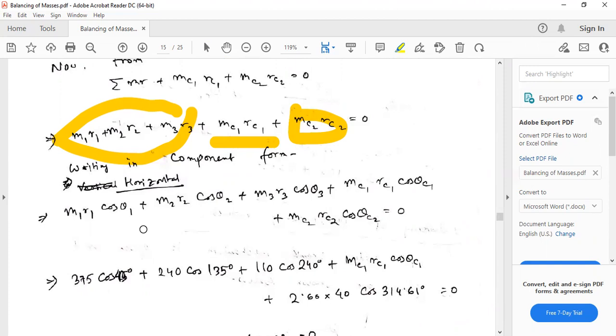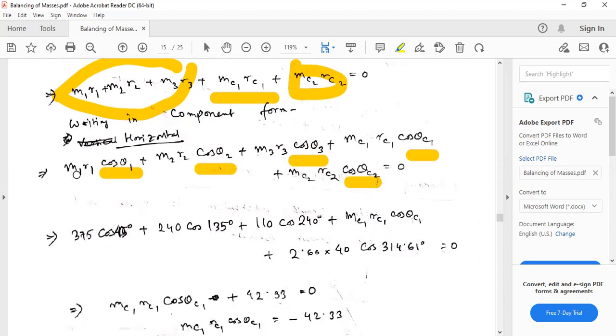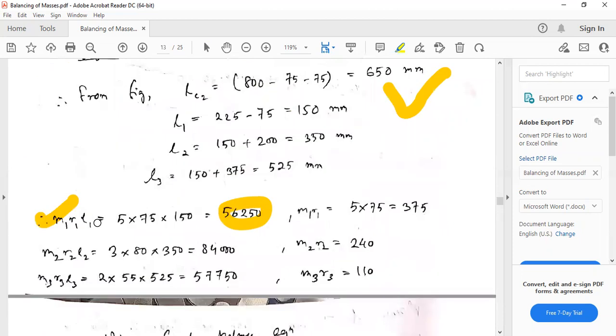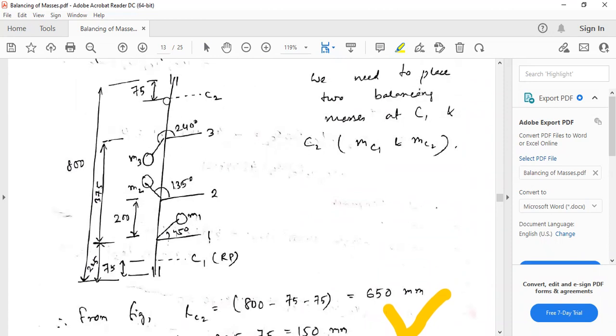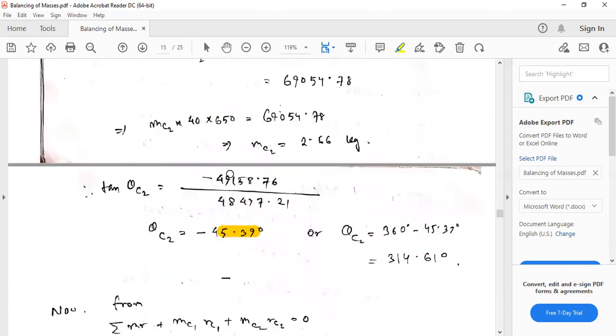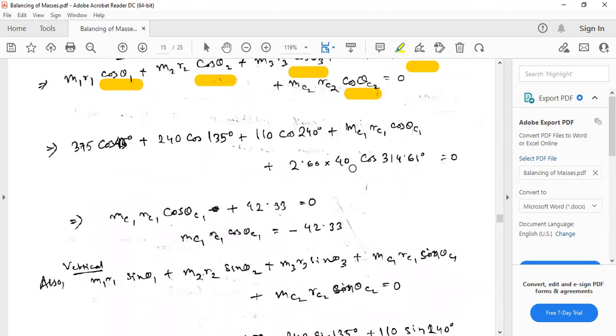Just now we have done it. What you have to do is take the cos terms everywhere. We have assumed this angle as theta C1, and this is theta C2, which we already know. So multiply the cos terms of the particular angle with each of them. M1 R1, M2 R2, M3 R3 we have found already. Theta 1 is 45, theta 2 is 135, theta 3 is 240, and theta C2 we have just found, that is 340. So we'll put in each value: cos 45, cos 135, cos 240.